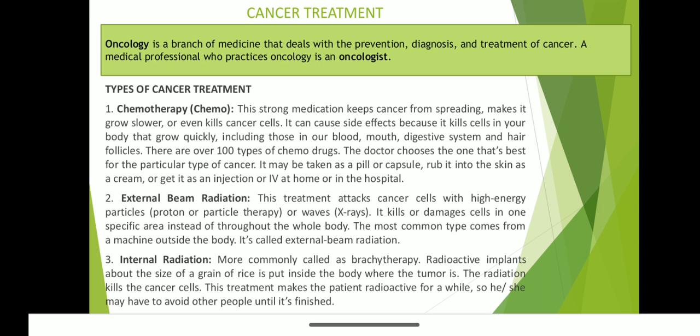The next kind of treatment is internal radiation, more commonly called brachytherapy. Radioactive implants about the size of a grain of rice are put inside the body where the tumor is. The radiation kills the cancer cells. This treatment makes the patient radioactive for a while, so he or she may have to avoid other people until it's finished.